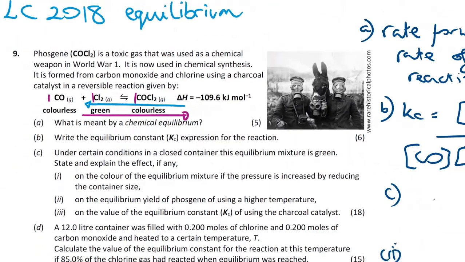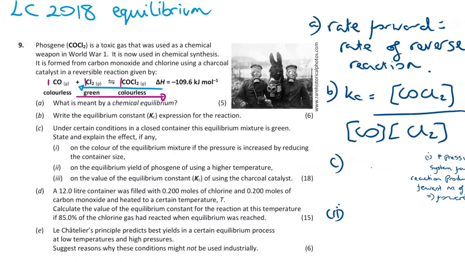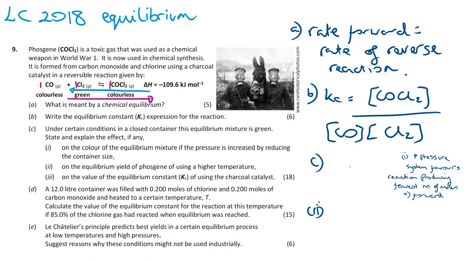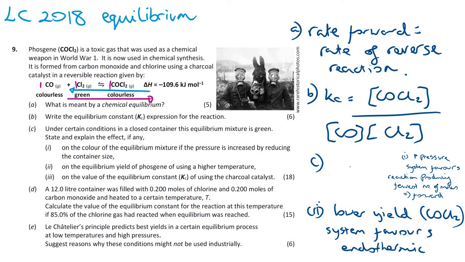The system will cool down by favouring the endothermic reaction, which is the backward reaction, and therefore the overall yield of phosgene will actually reduce. So we get a lower yield of COCl2 as the system favours the endothermic reaction because it will want to cool down.